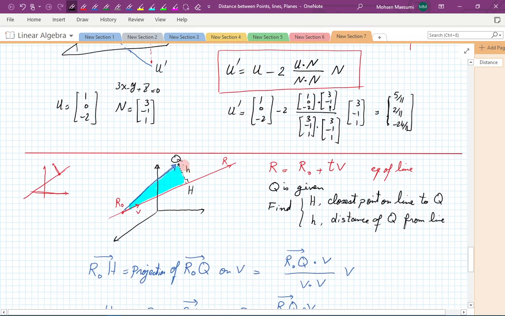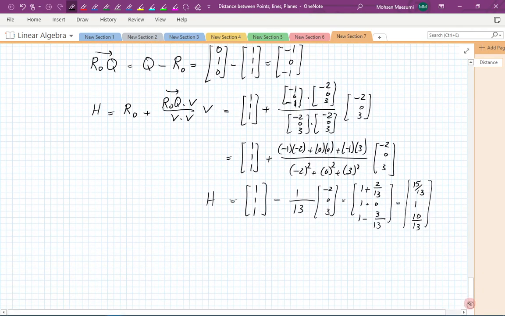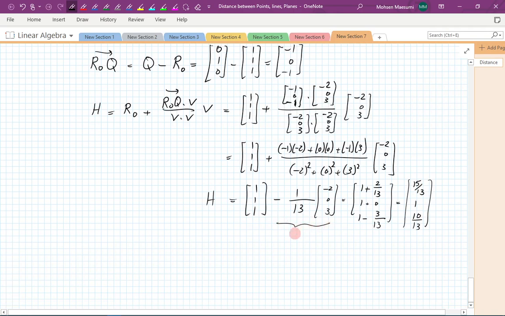And then for the distance, you find the length of R0Q, that's the hypotenuse. R0H, you have to calculate. R0H is just this portion. So we want to find the length of that and the length of R0Q, so square them, subtract, and so I'm going to leave that to you to find out what the distance is.